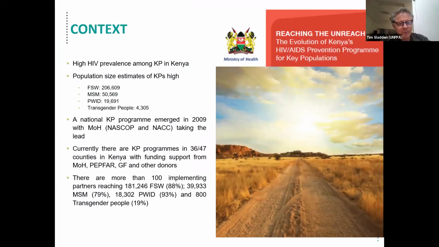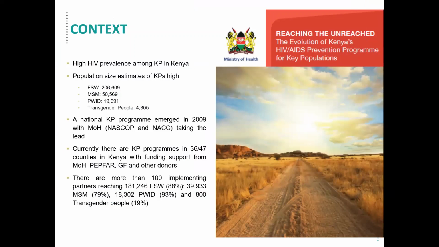I'll be presenting on the Kenyan context. Our HIV prevalence among key populations in Kenya is high, and our population size estimates of key populations are as stated here. We have about 206 FSWs, MSM around 50,569, people who inject drugs at 19,691, and transgender people at about 4,305. So a national key populations program emerged in 2009 with the Ministry of Health, NASCOP and NAC taking the lead. And currently we have 36 in the 47 counties in Kenya.